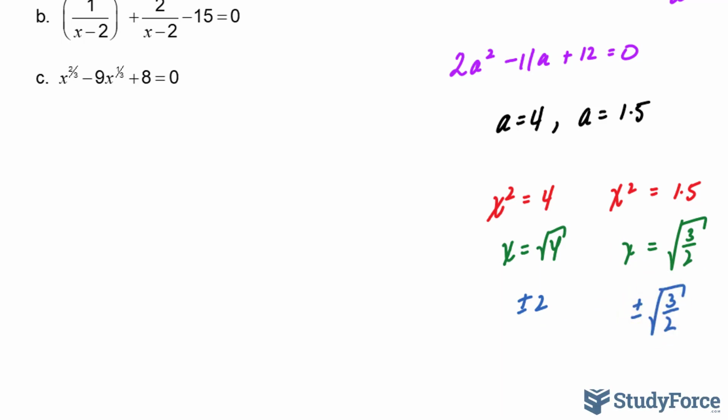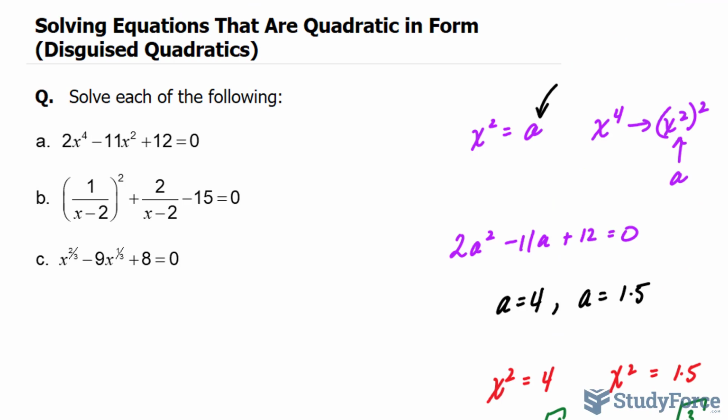This means that if we were to graph this, for example, it would have 4 roots. And that makes sense because if you have a quartic, a fourth degree equation, then you have a maximum of 4 roots. Okay, let's move on to b.